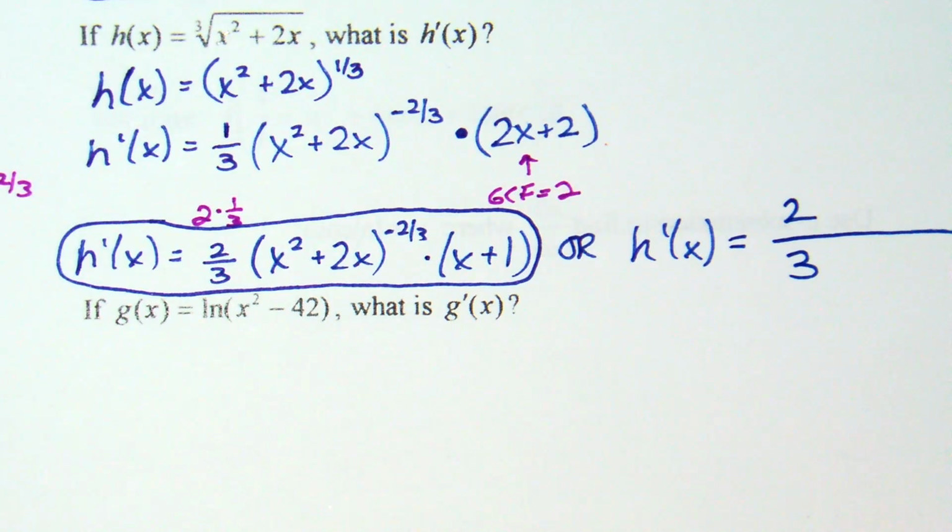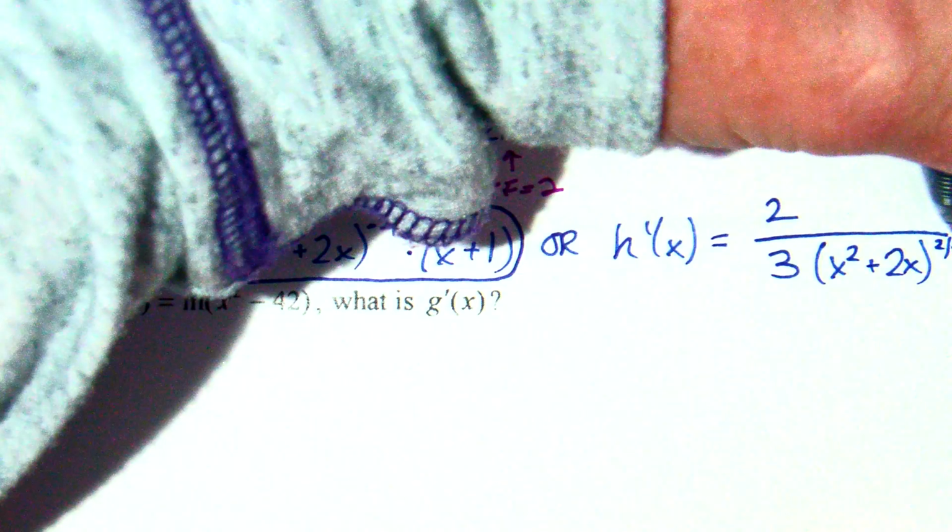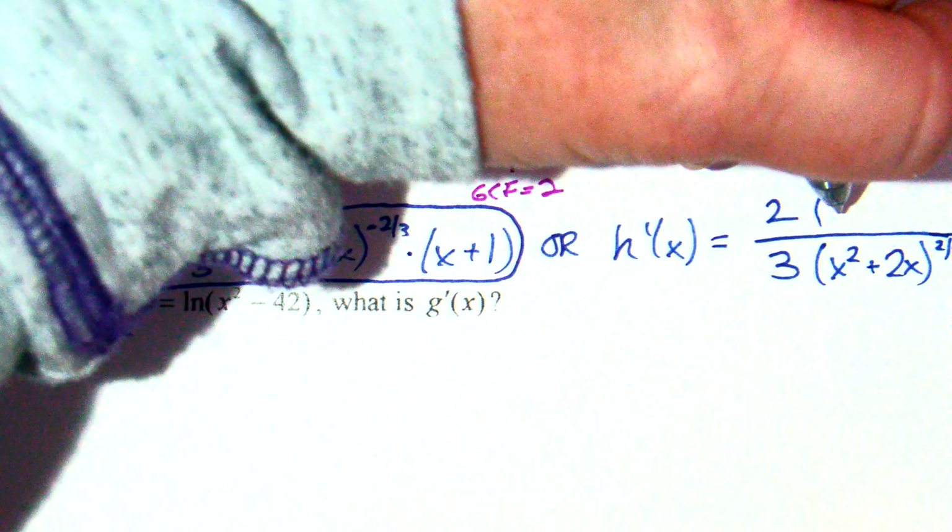Example 4. F of t equals sine of t to the third minus 15. Find f prime of t. What's the outside function we're taking the derivative of? Sine. Okay?